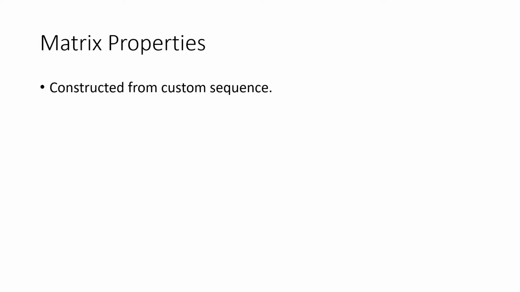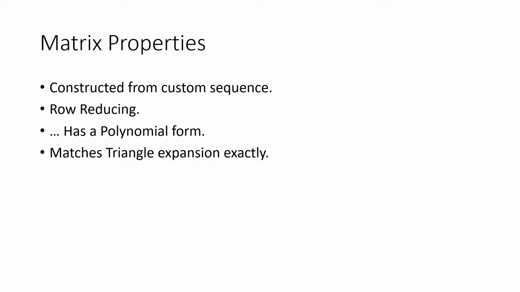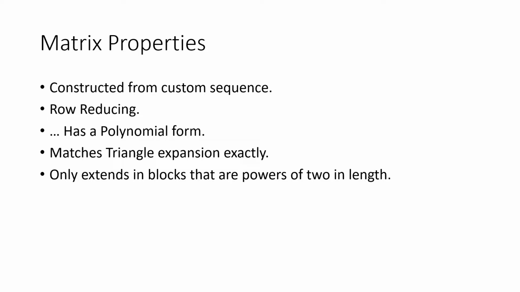Matrix properties. It is constructed from custom sequences. It is row reducing, and it's because of this row reducing that it has a polynomial form. It matches the triangle expansion exactly, and it only extends in blocks that are powers of 2 in length. That is to say, if I have a sequence of 5 numbers, when I evaluate them as a function, they will repeat after the 8th index.